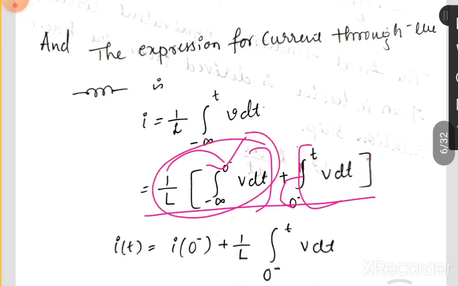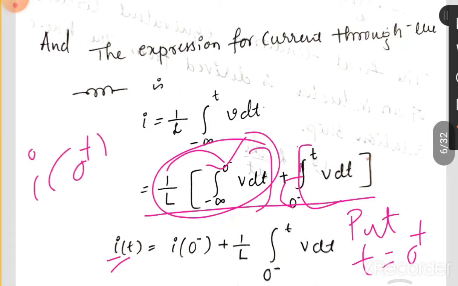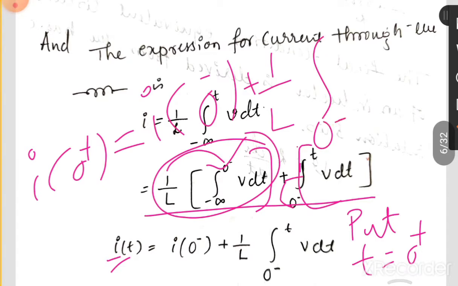So this is nothing but your just before condition of your switching action: I of t equals I of 0 minus plus 1 by L times the integral from 0 minus to t of v dt. Here what we can do is put t equal to 0 plus. Wherever you have a t, just put t equal to 0 plus. So I of 0 plus will be equal to I of 0 minus, this one is as it is, plus 1 over L times the integral from 0 minus to 0 plus of v dt.